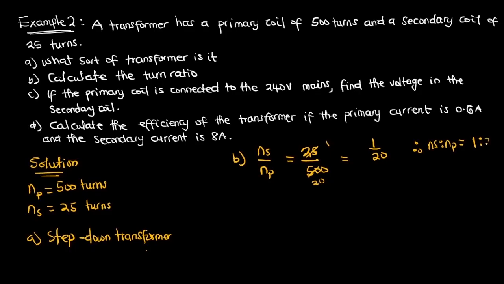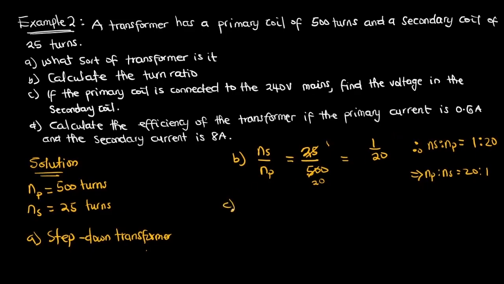So the ratio is what? 1 to 20. It can also be 20 to 1 if you bring the NP first, then NS, then it will become 20 to 1, right? Regardless of how you position it, it is still going to be correct.